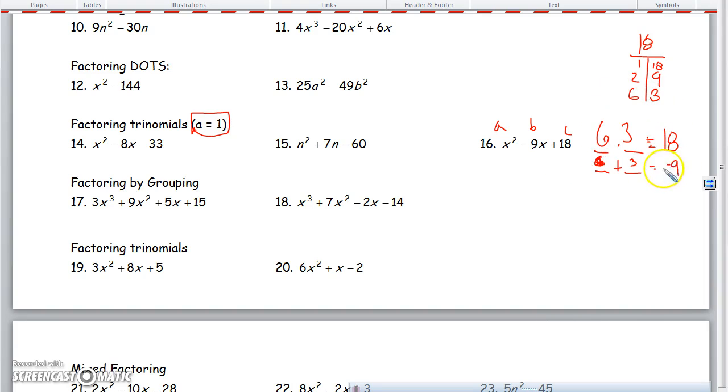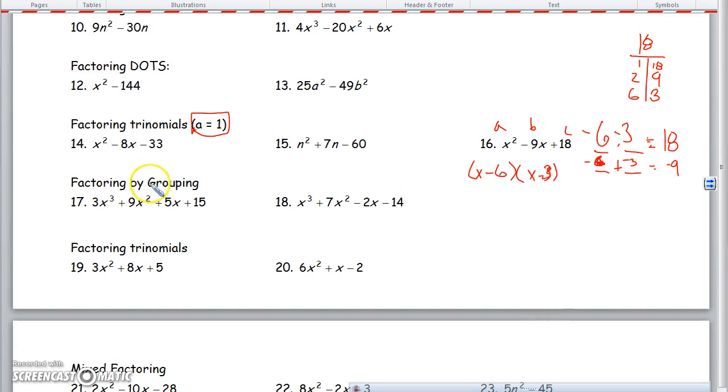However, this is negative, so one of these has to be negative or both of them. Since this is positive, they'd have to both be negative, because a negative times a negative would give you a positive, and negative 6 plus negative 3 gives you negative 9. So x minus 6 and x minus 3 are your answers.